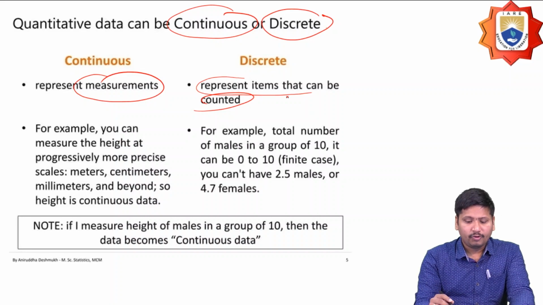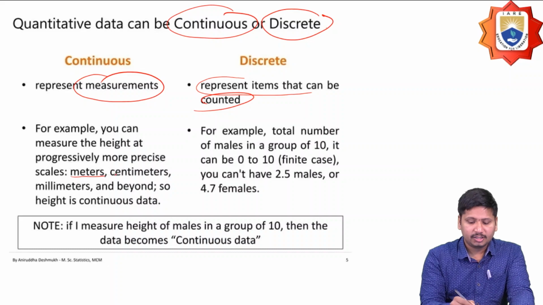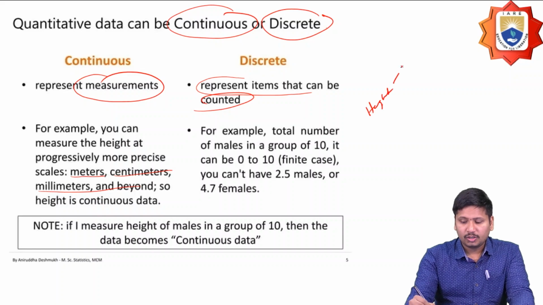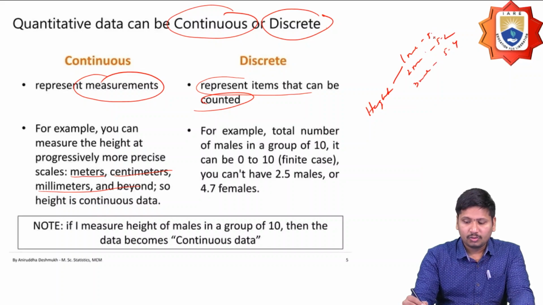For example, if you want to measure height at progressively more precise levels, then I'm going to have a scale of meters, centimeters, millimeters, and beyond that. So height is continuous data. In month 1 the height is 5.0, after 2 months the height increases to 5.2, after 3 months it increases to 5.4. I can measure all this in meters or centimeters, whatever it may be.